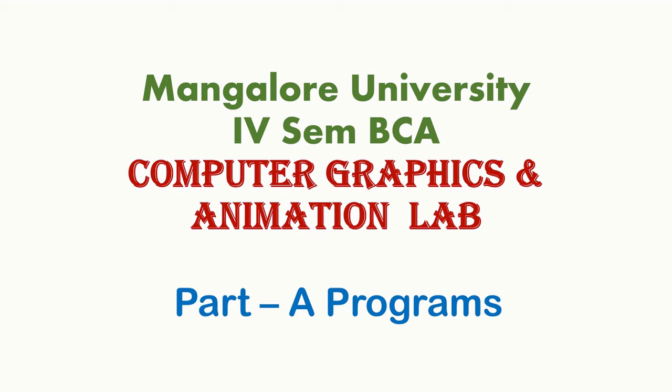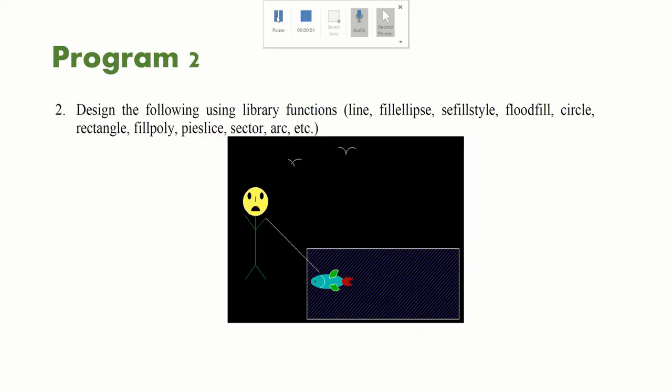Hi, in this video we will discuss Mangalore University 4th Sem BCA Computer Graphics and Animation Lab Part A programs. Program 2. Design the following using library functions line, fill ellipse, set fill style, flat fill, circle, rectangle, fill poly, pie slice, sector, arc, etc.